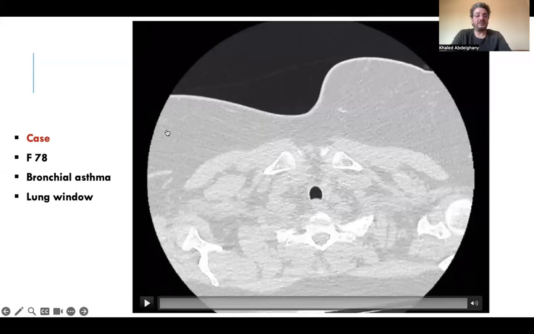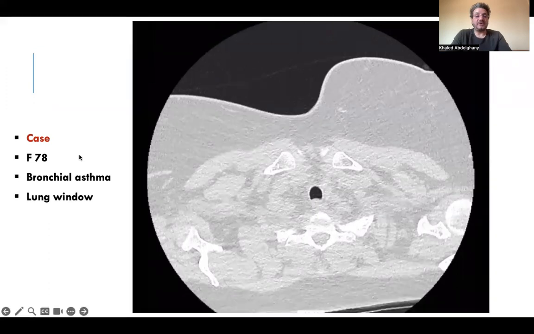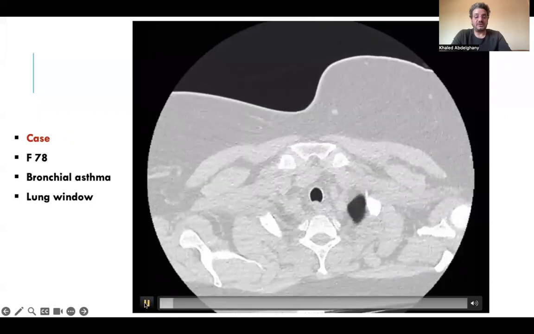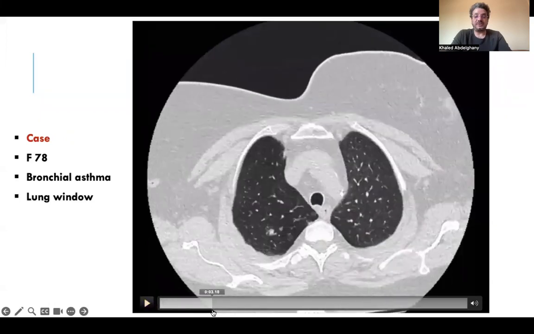Here, I'm going to talk about a typical presentation for allergic bronchopulmonary aspergillosis in a female patient, 78 years old, having a history of bronchial asthma. Bronchial asthma was the clinical clue to diagnose allergic bronchopulmonary aspergillosis. Let's talk about this atypical ABPA.